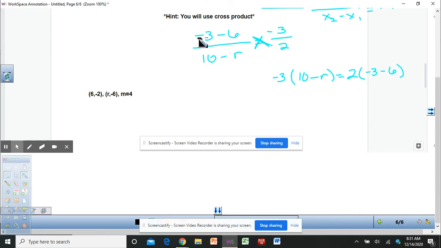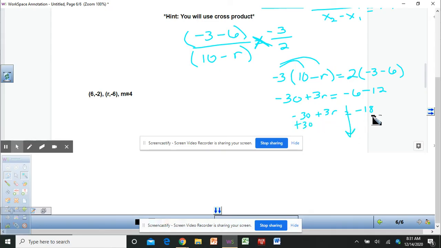See how I put this part right here in parentheses and this part in parentheses and these on the outside? Because now we're going to distribute negative 30 plus 3r equals negative 6 minus 12. So then we're going to drop our 8. We're going to simplify this. So negative 30 plus 3r equals negative 18. And now we can drop our anchor and solve. So we're going to add 30 to both sides. So 3r equals 12. So r equals 4. And then that would be our answer. Now, I know it's a lot of work, so we're going to do a couple more examples.